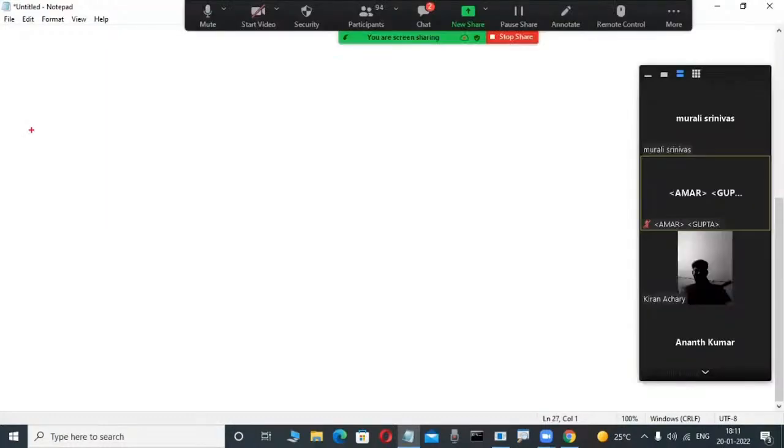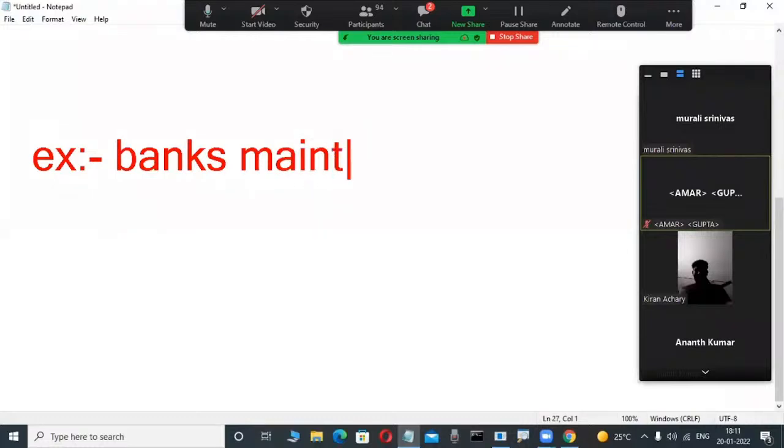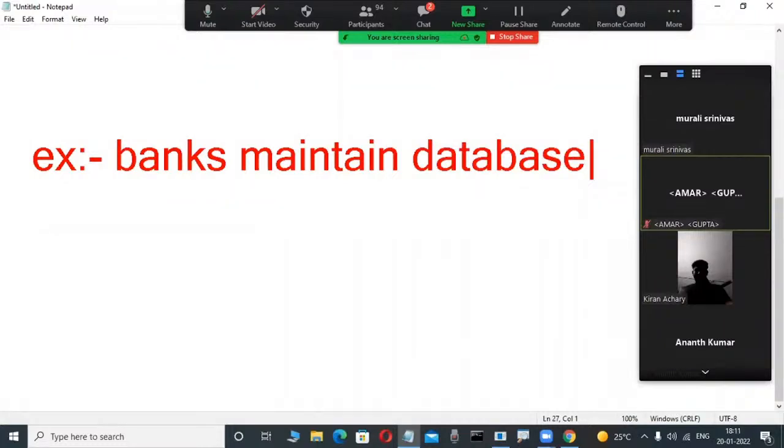For example, there are so many applications. One of the applications I'm taking is the bank. Banks maintain databases. What is the purpose? Suppose account holders deposit some amount. You also deposit some amount. Your details, your name, address, phone number, your balance, your account number, are important to store permanently. That's why when account holders or customers deposit some amount, they want those details stored permanently.